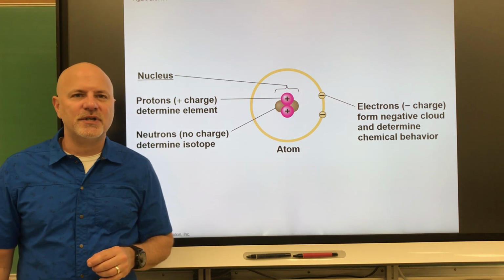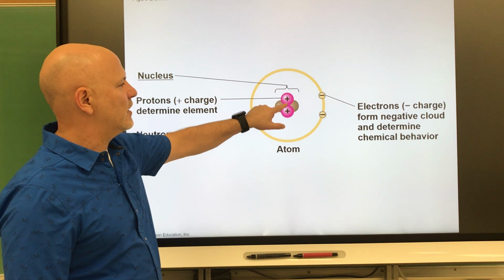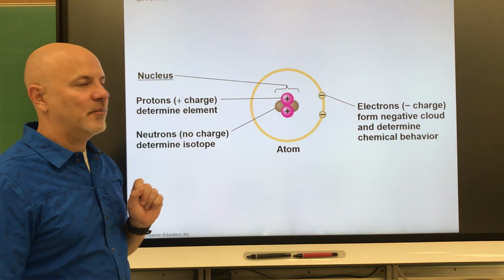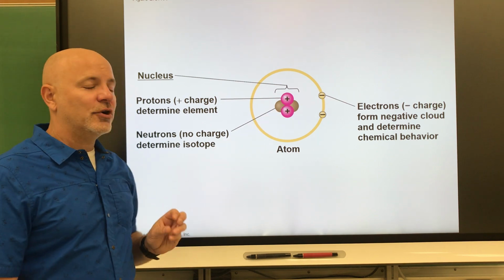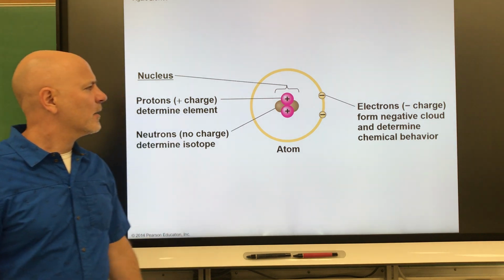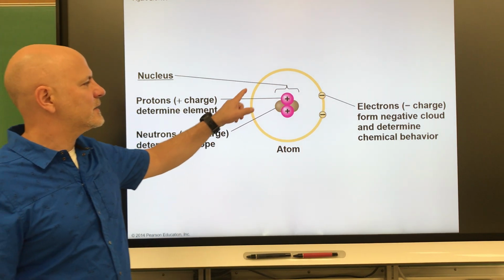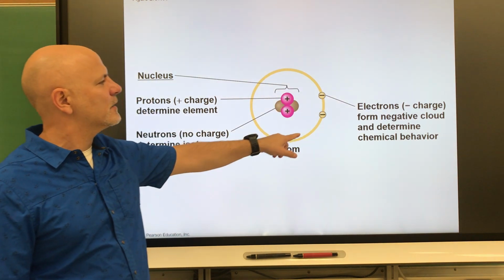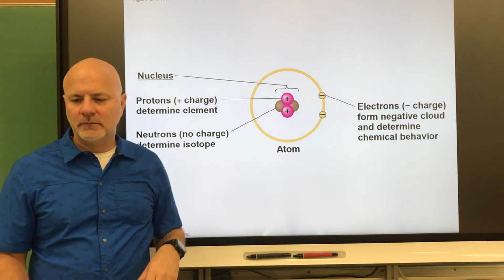That is the central portion of the atom. This can contain protons, which are positively charged subatomic particles, shown here in pink, and then neutrons here, which are neutral subatomic particles, shown here in the brownish color. And then we have electrons out here, outside of the nucleus, and electrons are negatively charged subatomic particles, and they fly around the nucleus. Okay?